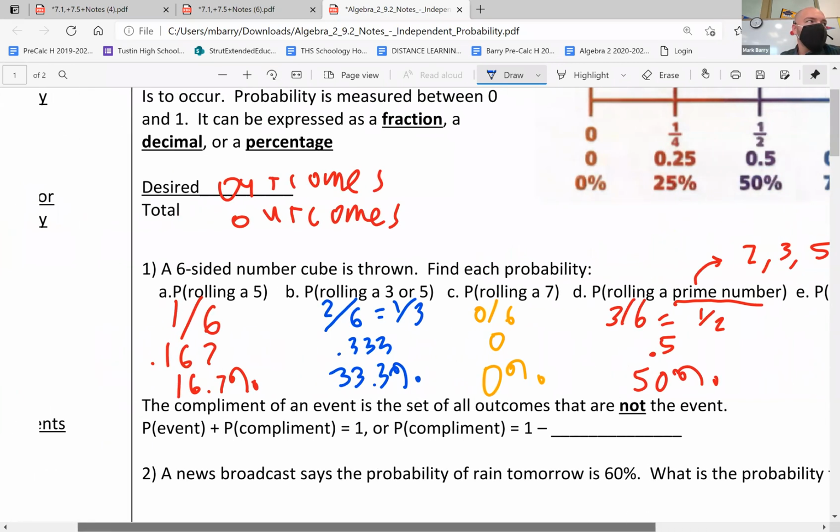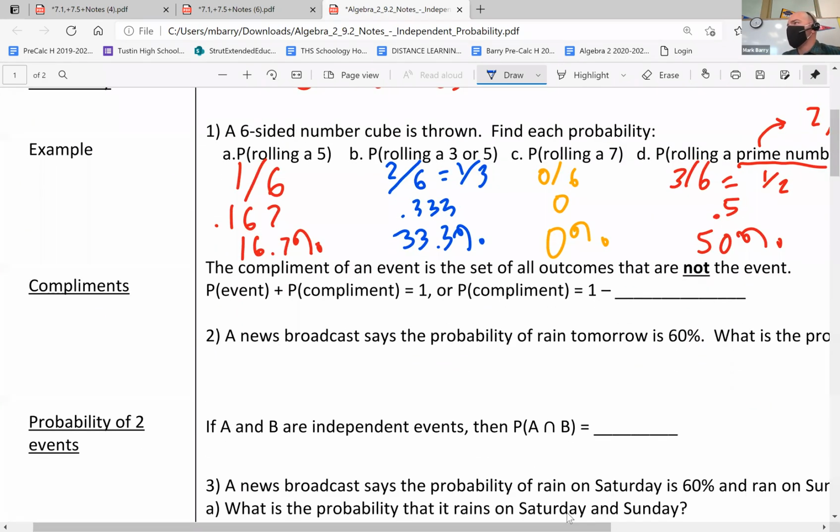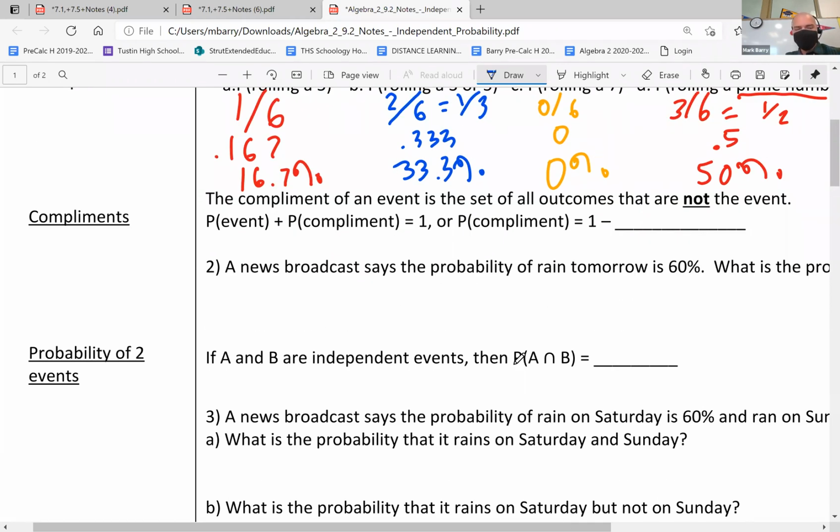Okay, next up, we are going to learn about complements. So this is like when I tell my wife that she looks nice. Nah, just kidding. Well, I do that, but that's not what we're talking about here. We're talking about mathematical complements, okay? So the complement of an event in probability is the set of all outcomes that are not the event, okay?